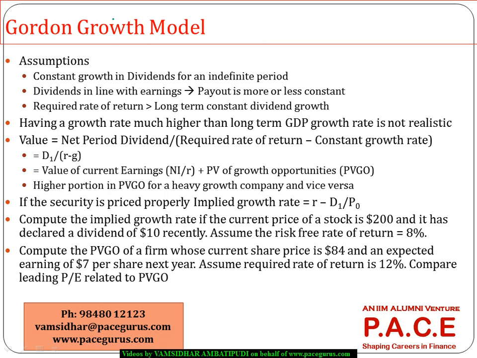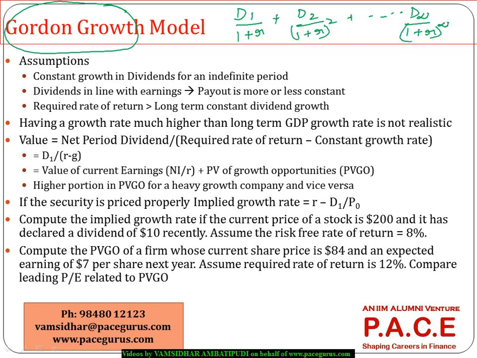Whereas for the second model which I look at, the concept is still the same. The base is D1 by (1 plus r) plus D2 by (1 plus r) squared. Each year's dividend, I am trying to discount to the present value using the required rate of return. Now the next thing that we are trying to talk of is, assume that the dividends are going to grow at a constant rate G.